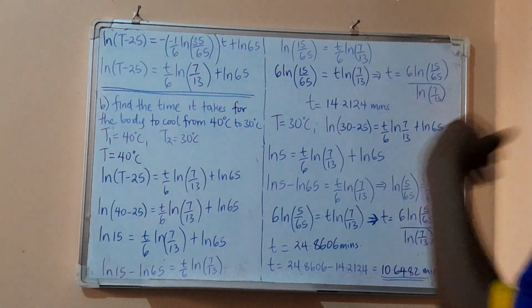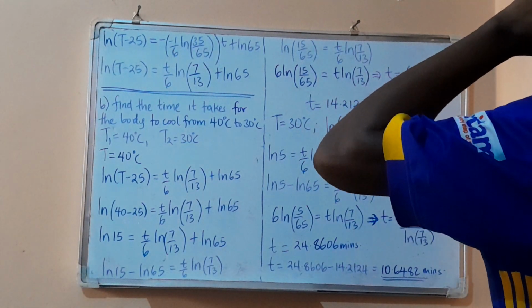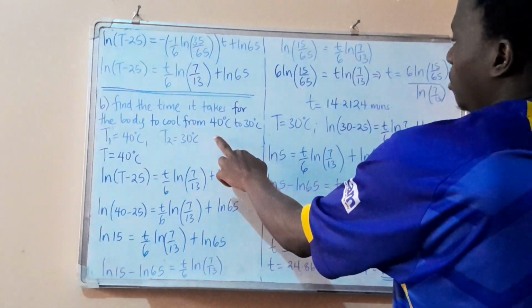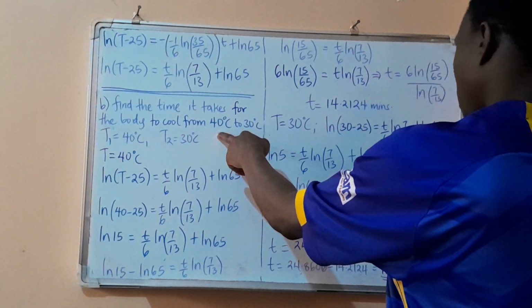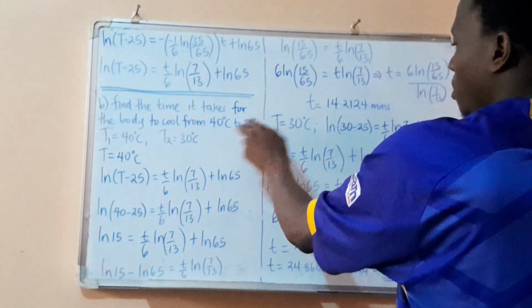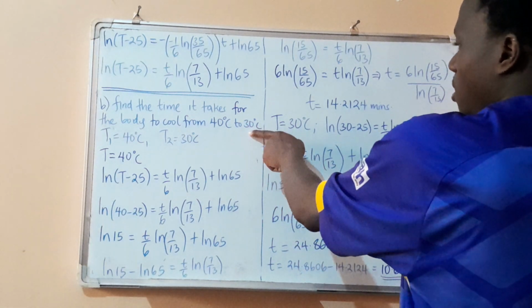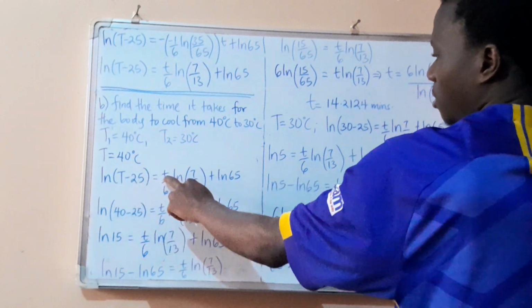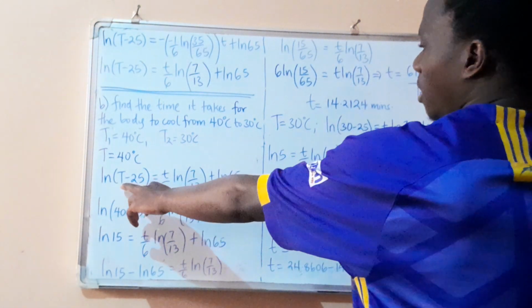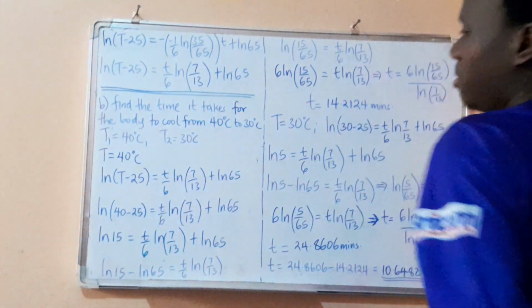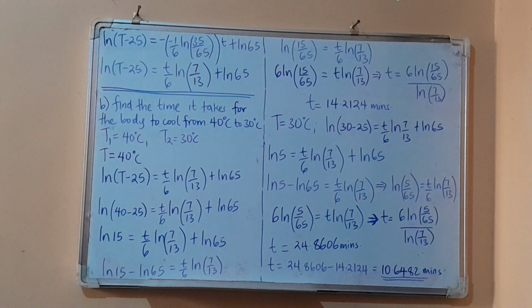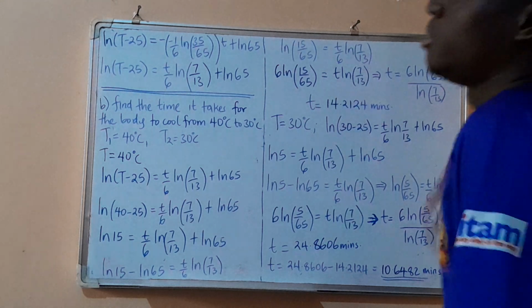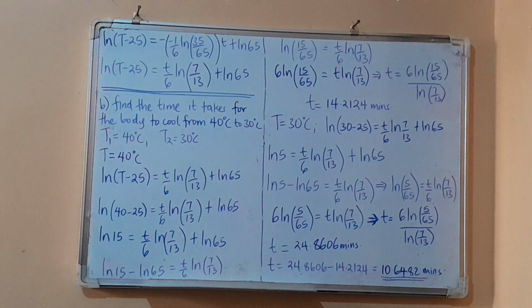Yeah. And we cannot take the situation whereby we subtract 40 minus 30. Suppose we subtract 40 minus 30, we shall get 10 degrees. If we get 10 degrees Celsius and we substitute here, we shall not get the value of t, because here we shall be having 10 minus 25, which is negative, log of a negative answer, which is wrong. So we don't have negative logarithm. So this is the proper approach of dealing with that question.